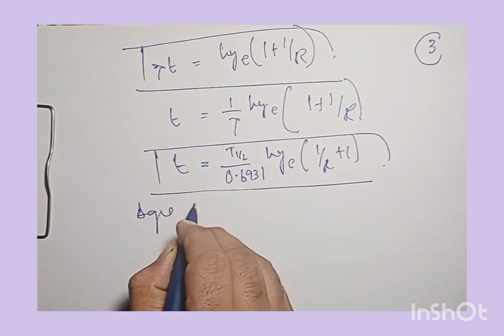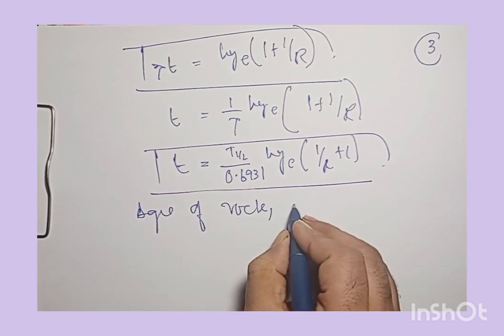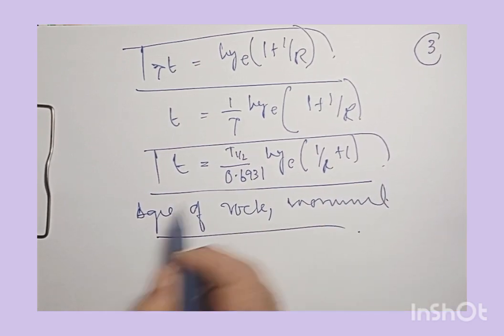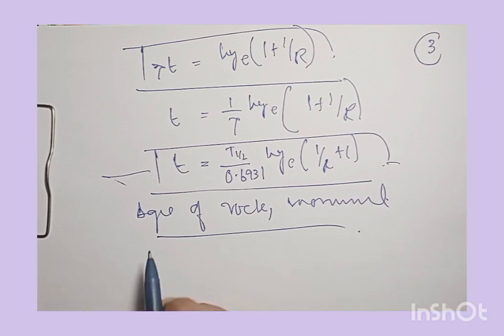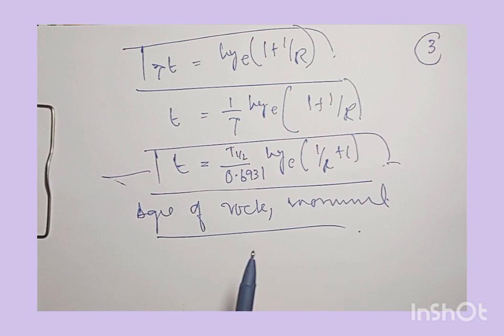It can be the age of a rock. It might contain uranium, or it can be any kind of monument. So simply using this formula, we can measure the age of a rock.